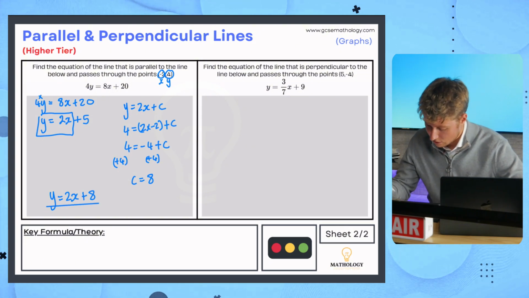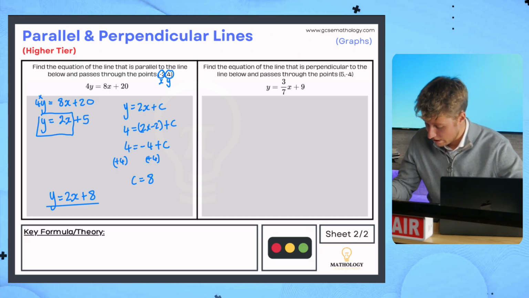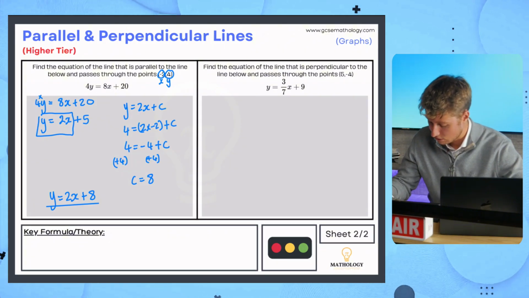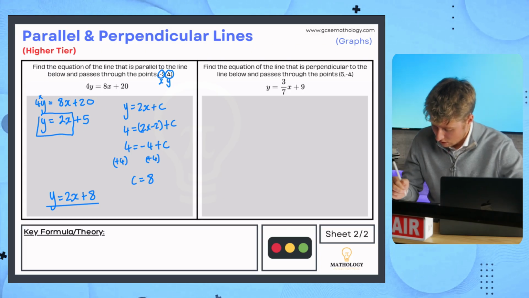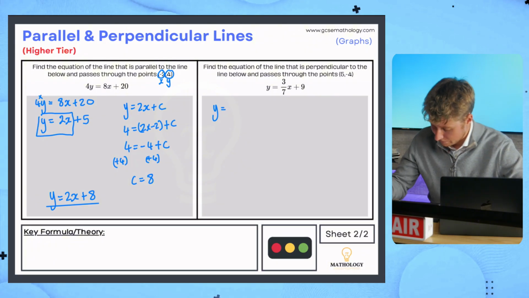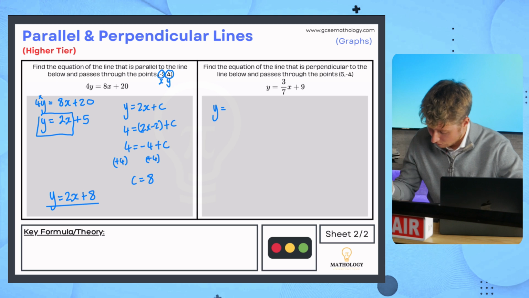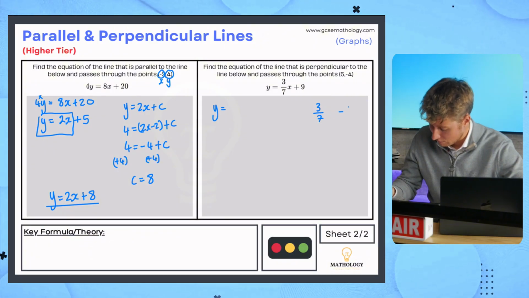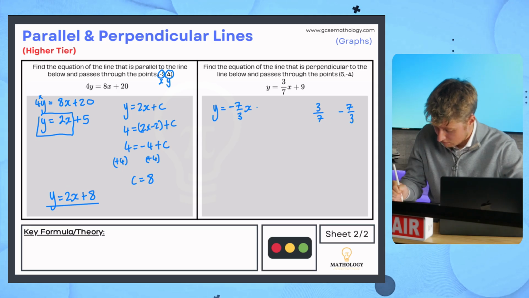Question 4 says find the equation of the line that is perpendicular to the line below and passes through the point 5, -4. And the equation of the line that we're given is y equals 3/7x plus 9. So it is in the form y equals mx plus c. So we can say that the line perpendicular to this line will have the negative reciprocal of 3/7. So for the negative reciprocal of 3/7, we put a negative sign in front first and then flip the fraction. So we get -7/3 x plus c.